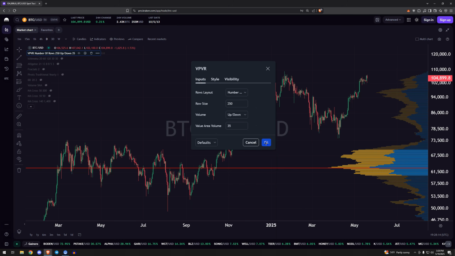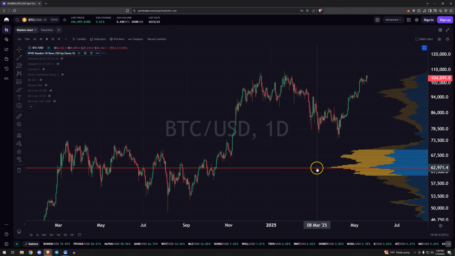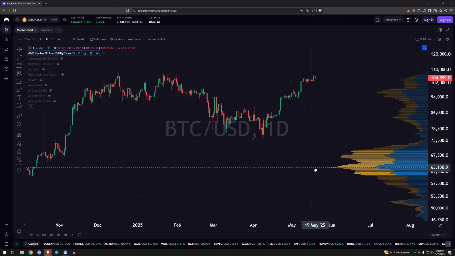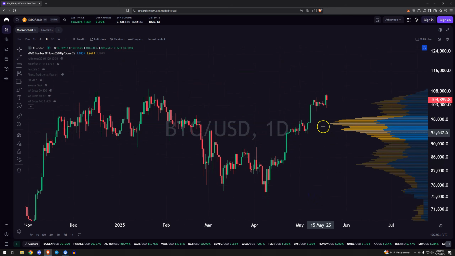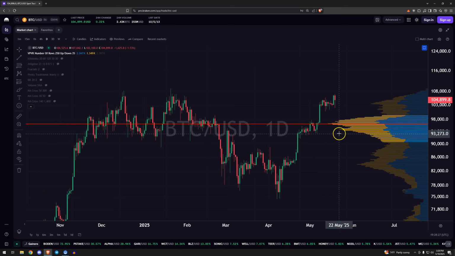POC is the point of control. That's the highest volume point on the visible range that you're looking at. So that's going to change. If we zoom in here, you can see the POC currently is at 96K. So that is a very important price level where it's resistance if we are below and support if we are above. I really don't pay too much attention to buys and sells here. I'm really just looking for peaks and valleys. Peaks would be support or resistance, valleys would be a lack of volume support or resistance.